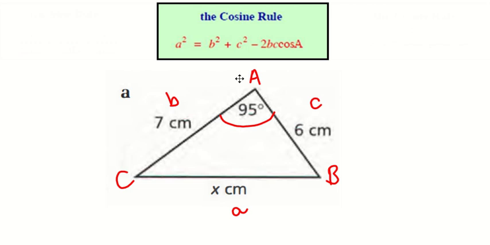So let's just double check. a squared, that's our x, that's what we're trying to find, equals b squared plus c squared minus 2bc cos A. That will help you find x centimetres.